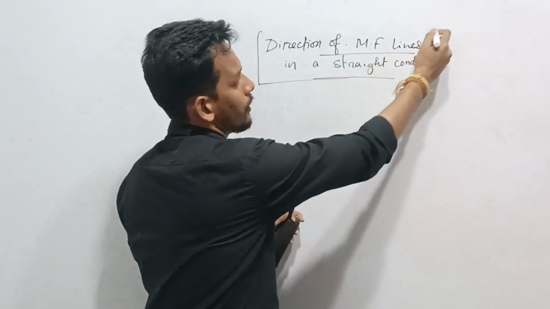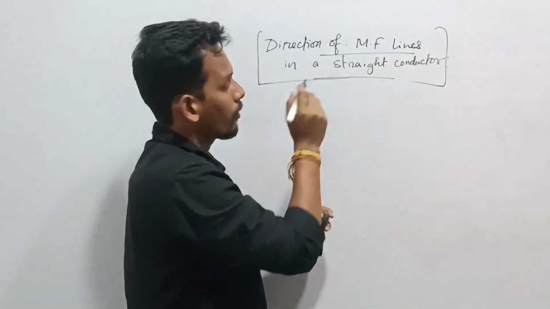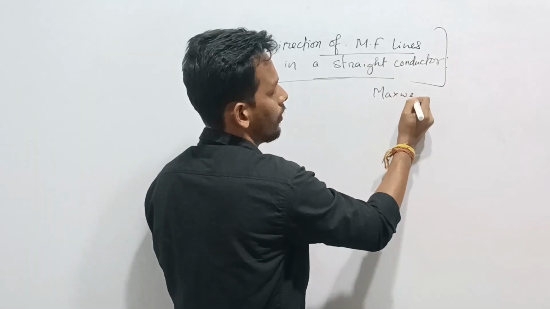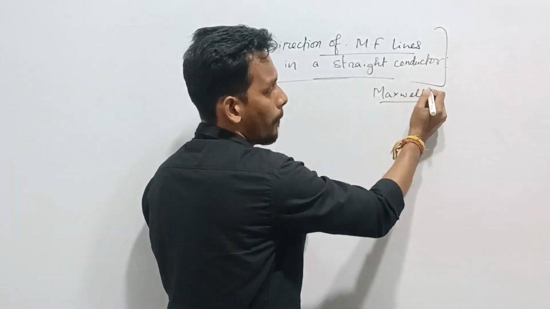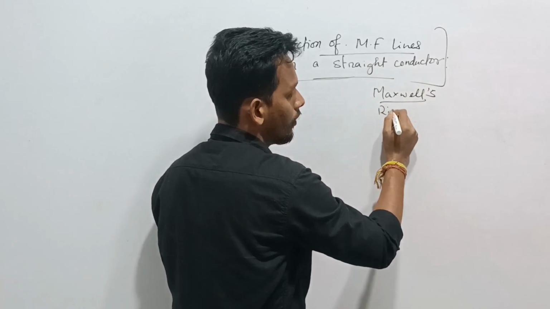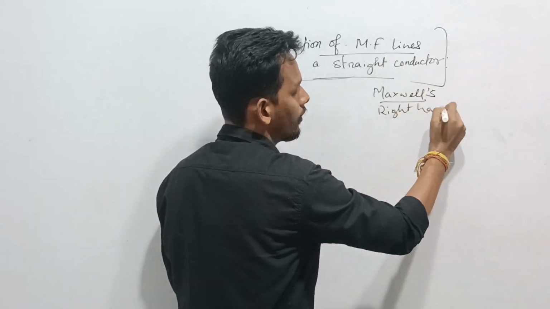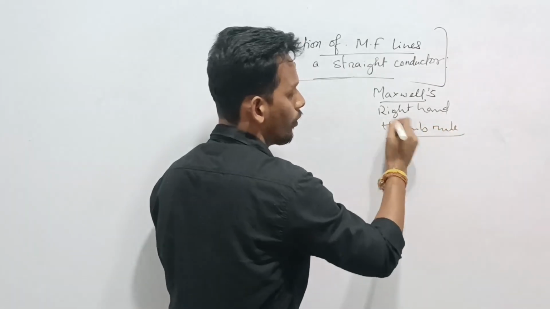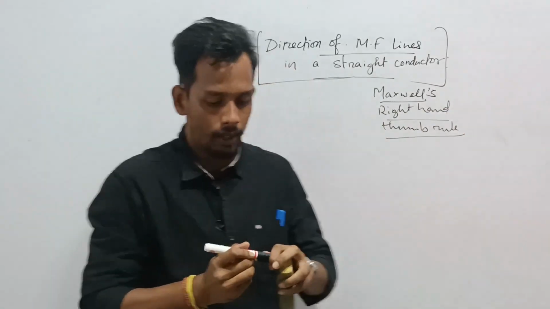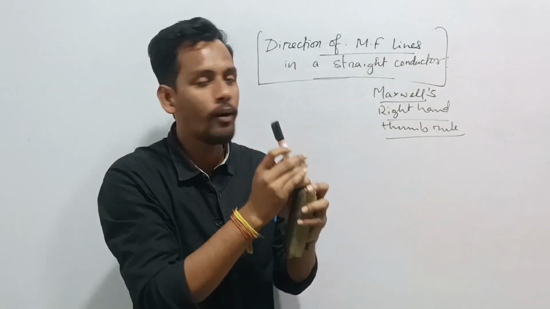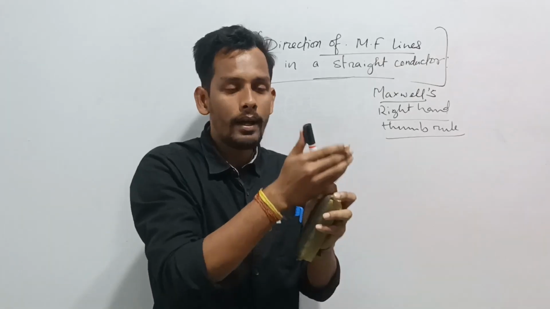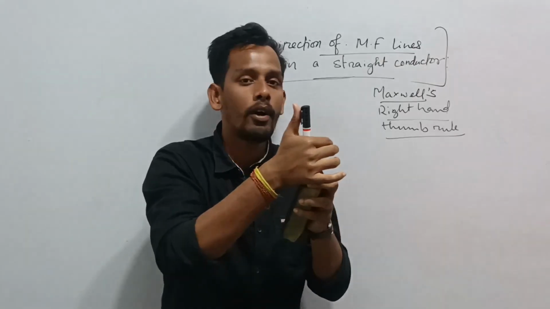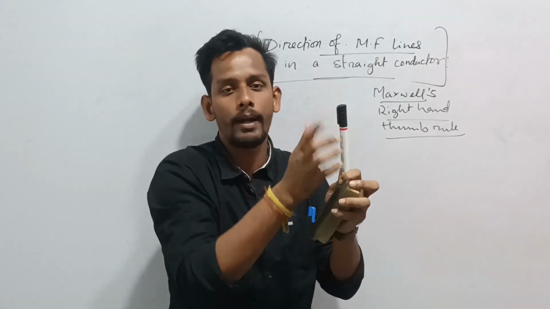this rule, direction of magnetic field lines in a straight conductor, was stated by Maxwell, which is also known as Maxwell's right hand thumb rule. Suppose this is the straight conductor. Now, hold the wire like this. So your thumb points to the direction of the current. So this is the direction of current.